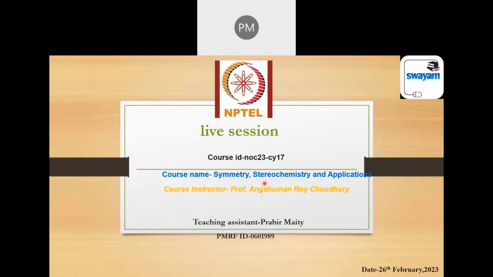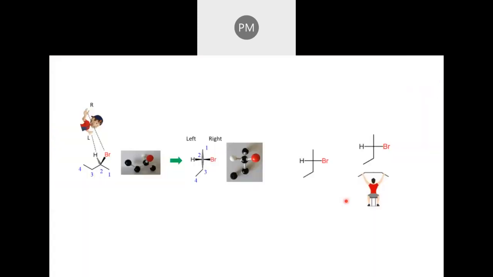So, today's problem-solving class, we are mainly seeing how we give the RS configuration name. First, we have to draw that configuration in Fischer projection, and after that, we have to name the configuration as R or S. So, we have to convert that OH conformation to Fischer conformation.